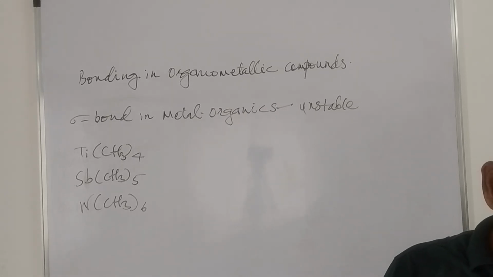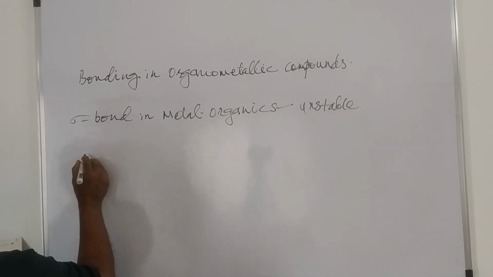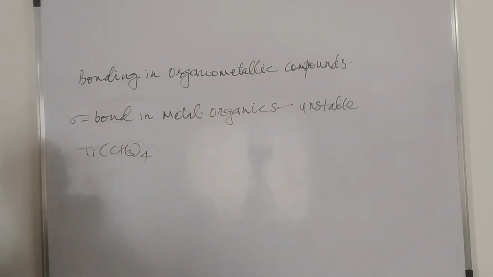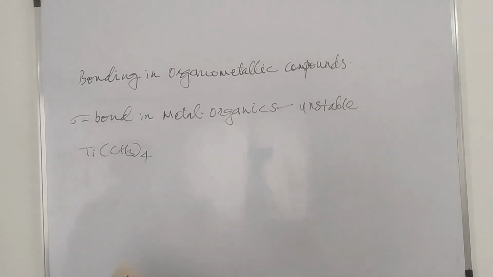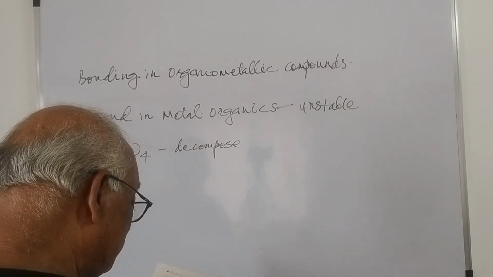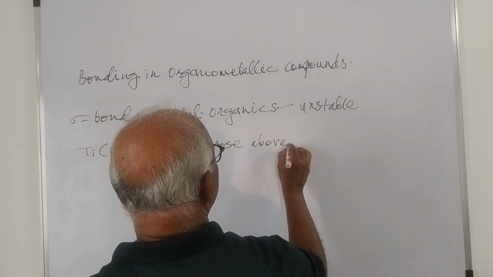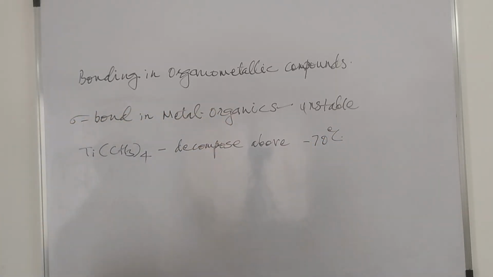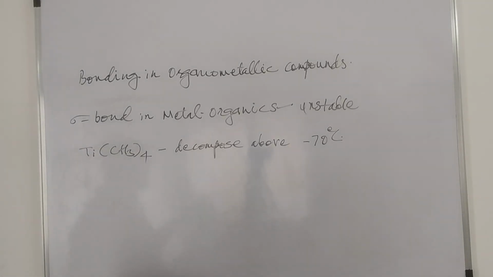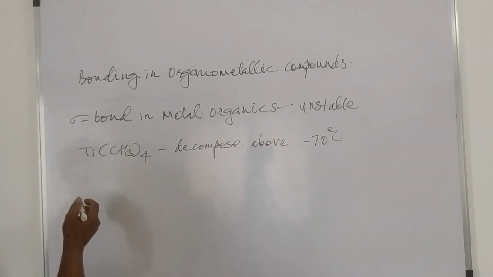In the presence of other ligands, if we see the example of Ti(CH3)4, here the four methyl groups are bonded to the titanium metal ion, and this compound starts to decompose at about -70 degrees centigrade, meaning it is stable up to -70 degrees centigrade. But as the temperature rises, the compound will show decomposition slowly, and the rate of decomposition will keep increasing with rising temperature.